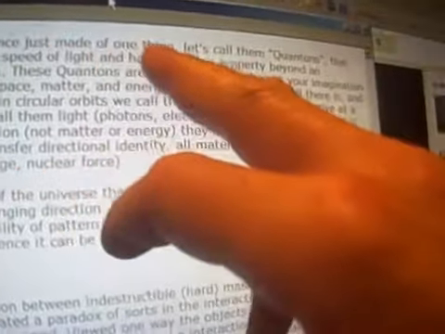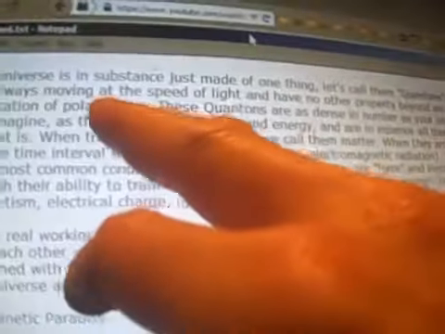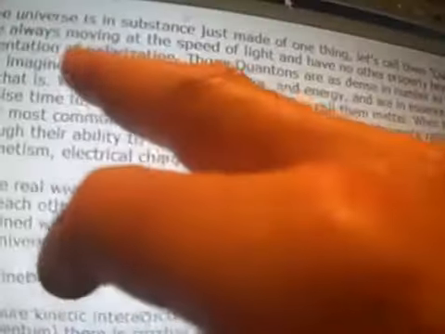Anyway, the universe is in substance made of just one thing. Let's call them quantons. That's the word I've decided to use. It's like a new quantum mechanics, of bits that are always moving at the speed of light and have no other property beyond an orientation of polarization. The argument is that there is a fundamental atom, a fundamental bit, a domino, a checker, and there's a checkerboard, and that's it. It's a really simple mechanism at its core, and the complexity is just a complexity of arrangement. Get to that.